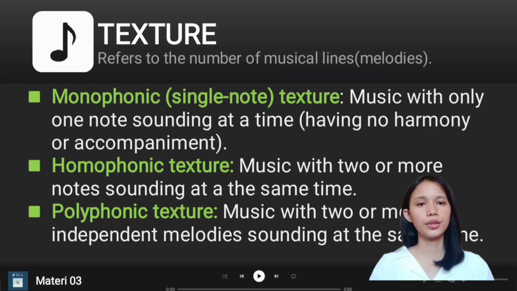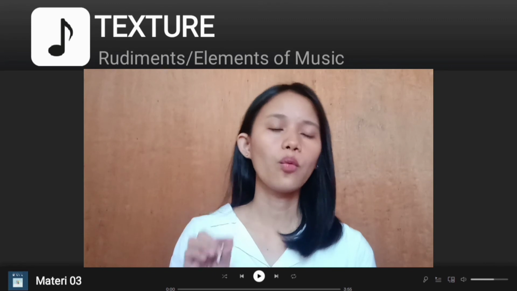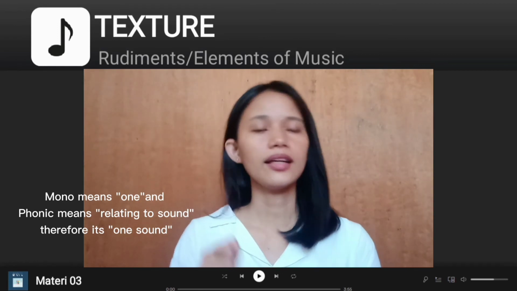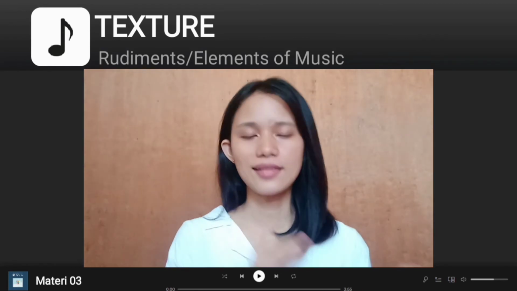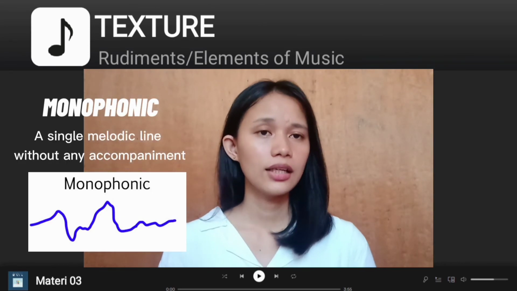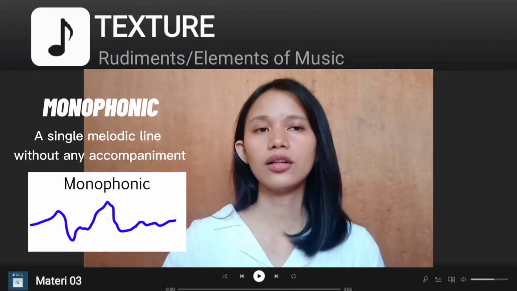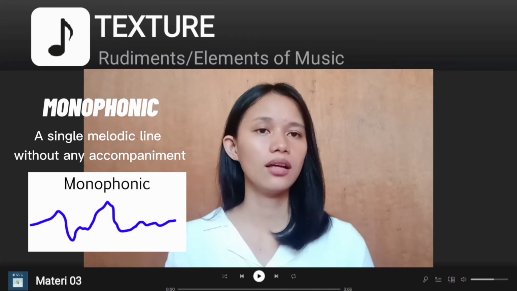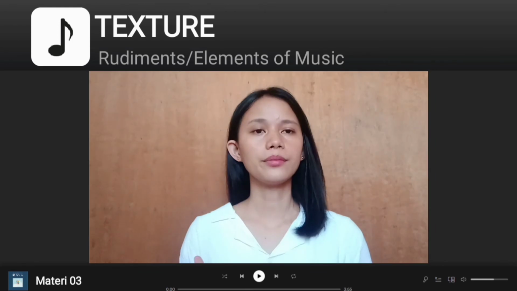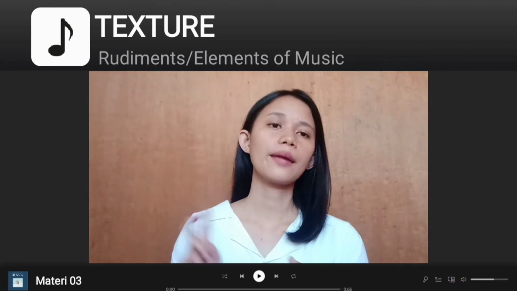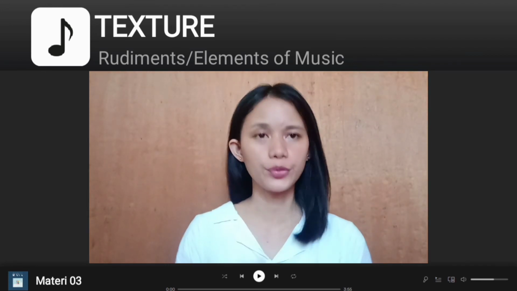Let's start with monophonic. So, ano ba ang meaning ng monophonic? Monophonic means one sound. Bakit one sound? Kasi mono means one and phonic means sound. So, it's one sound. And monophonic is a single melodic line without any accompaniment. Ulitin natin, it's a single melodic line without any accompaniment. Wala siyang kasama. Isang sound lang siya. Sa layer, isang layer lang. Some example of monophonic is singing solo, cappella, humming, whistling, or unison.